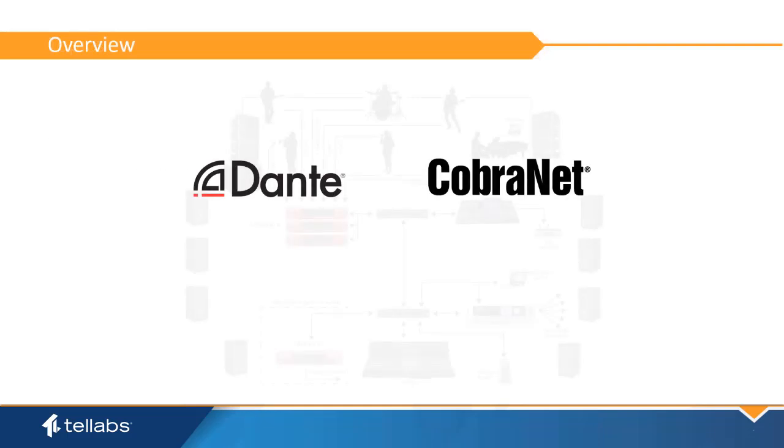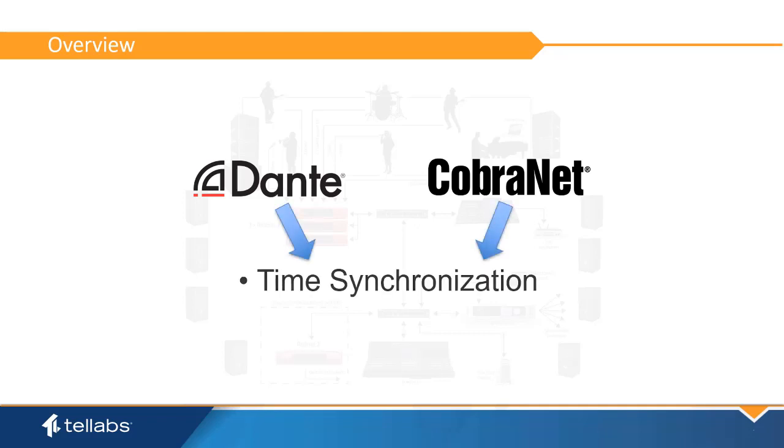Dante and CobraNet are two different protocol suites employed in digital audio equipment commonly used for distributing audio over Ethernet packet networks in large venues. They both require time synchronization for proper operation. They also are very heavy users of multicast for almost all messaging and streaming. This allows all the nodes to stay in sync and audio output to be time-wise synchronized. This video defines how to configure the Teleste equipment to optimize the Dante or CobraNet equipment for maximum scalability and reliable operation.